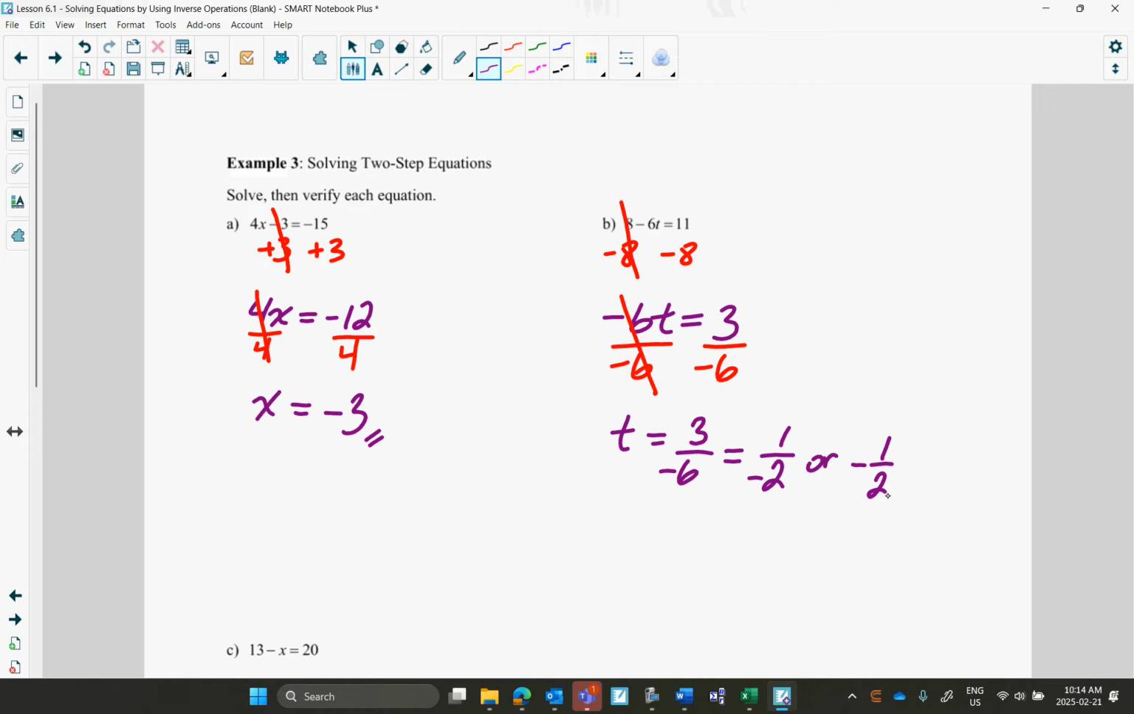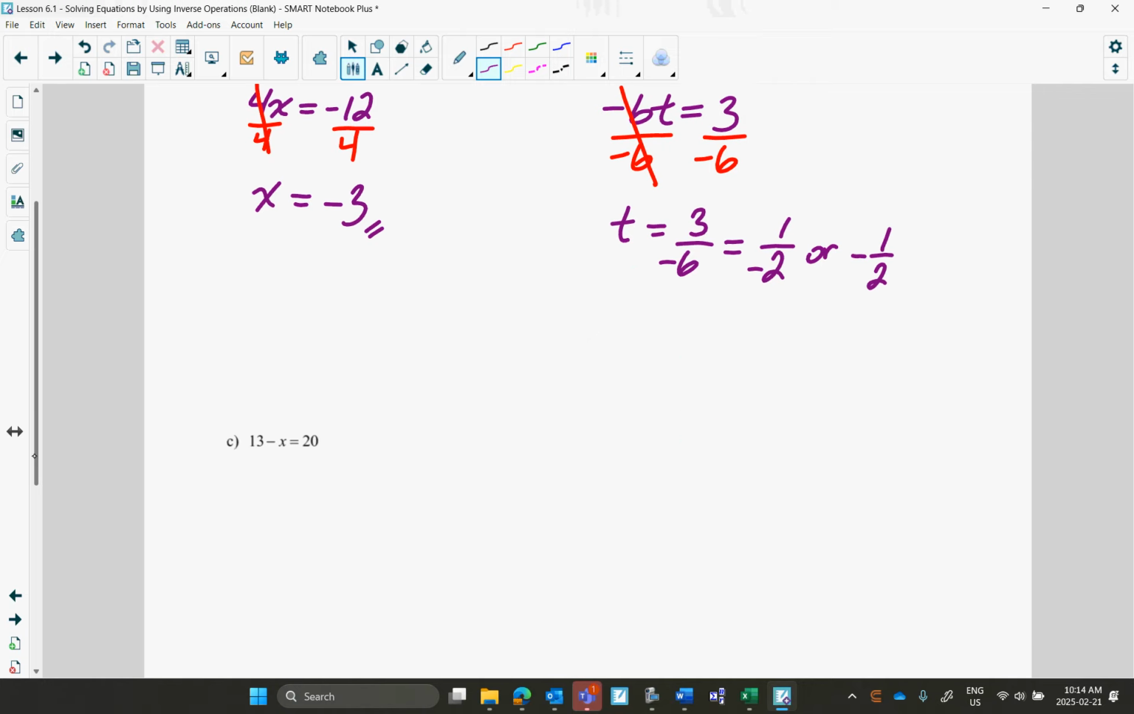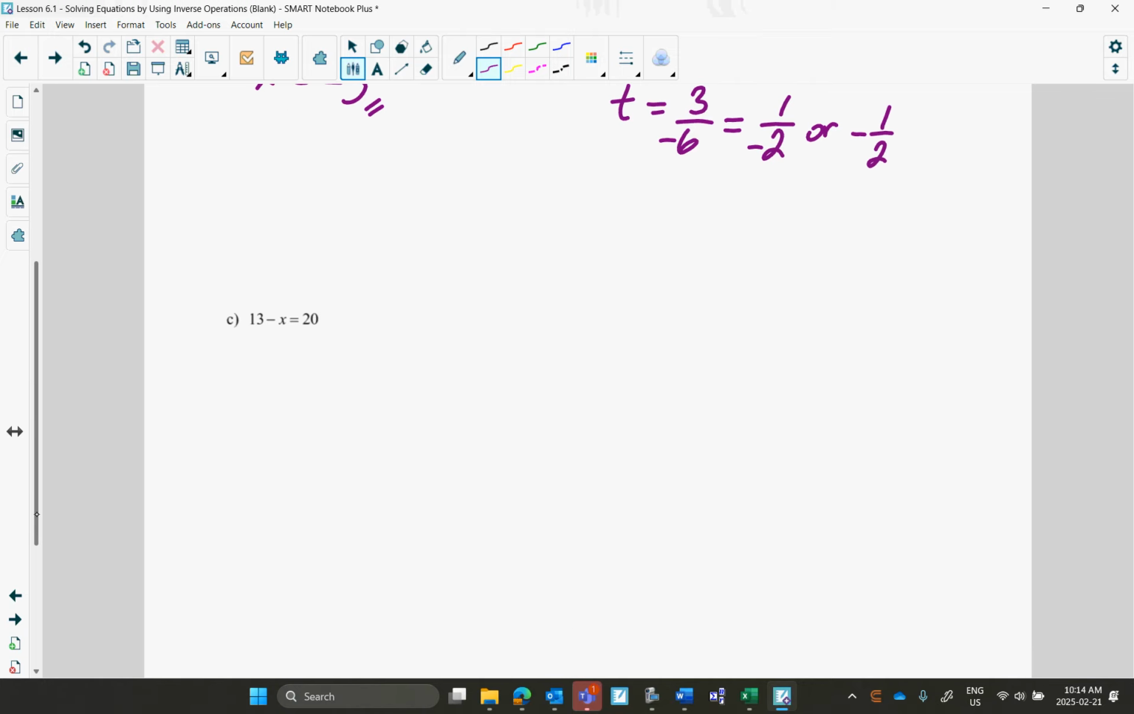And the last one. Now this one gets a little tricky at the end. Hopefully you guys should know what to get rid of first. The 13. And what is that going to leave you? Right. Now, we don't have x by itself, do we? We've got -x, so we haven't found the answer yet.